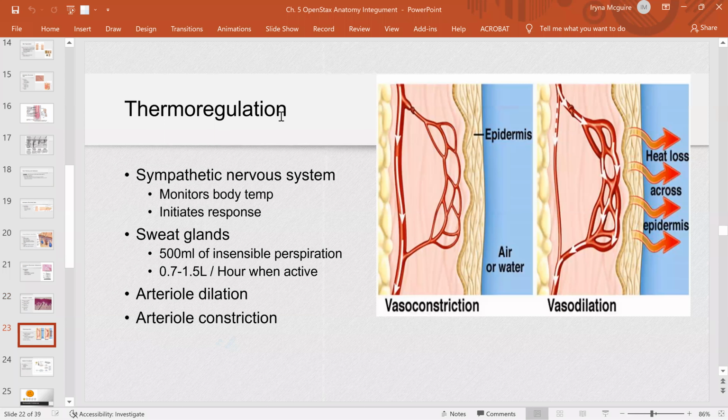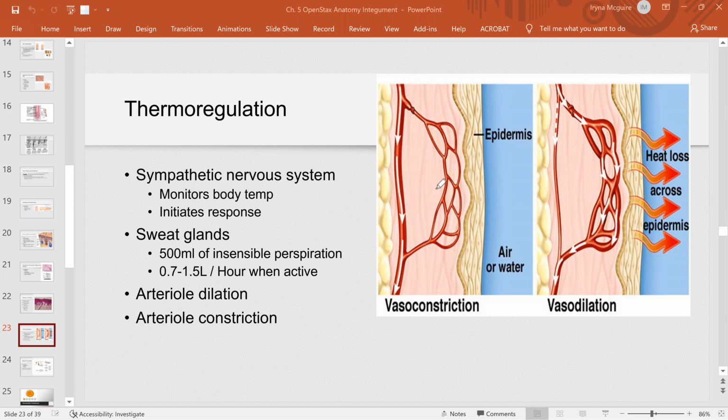Thermoregulation is also a function of your skin. Now, how exactly does it work? If you look here, that's the surface of your skin, where you have air or water, and that's your epidermis, which is avascular. This is your dermis. In the dermis, you have blood vessels and then smaller capillaries, and you have blood inside your capillaries.